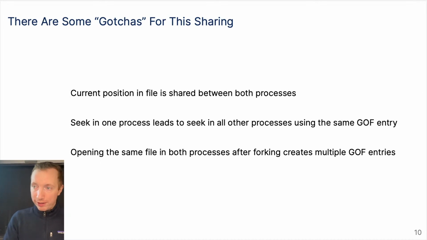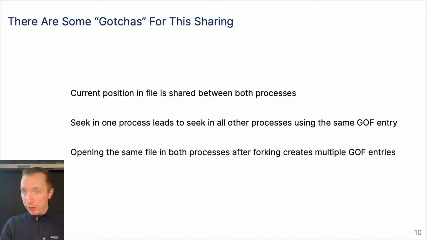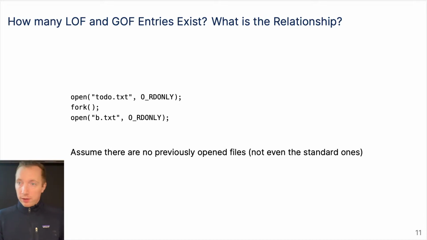So the alternative to that, if you want to be independent, so you want to have your own position, is every time you call open, that creates a new entry in the global open file table. So you would want to perhaps just reopen the file or only open it after the fork instead of before the fork if you for sure did not want to share this position. So we can look at that in an example.